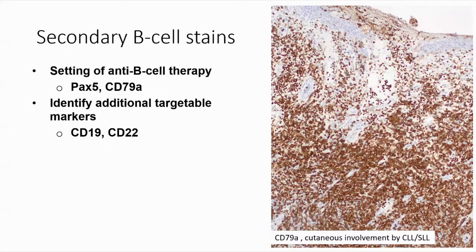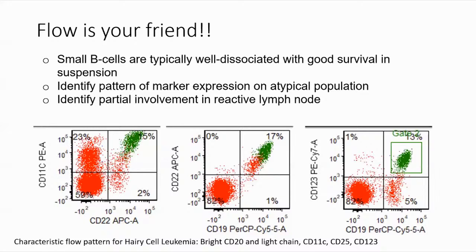I didn't mention too much on flow yet, but flow is really your friend for these small B-cell lymphomas. These cells typically dissociate well. They'll live really well in suspension. Even a week later, you're like, you know what? I should have run flow. You could still run it because usually they're just hanging out there, and you can get a very nice phenotype on them, particularly if you have partial involvement or you have mixed populations of cells, like in a marginal zone. Extremely helpful to get that flow phenotype.